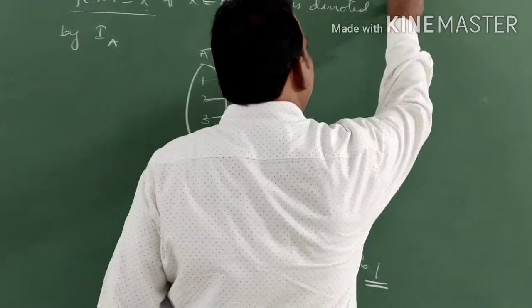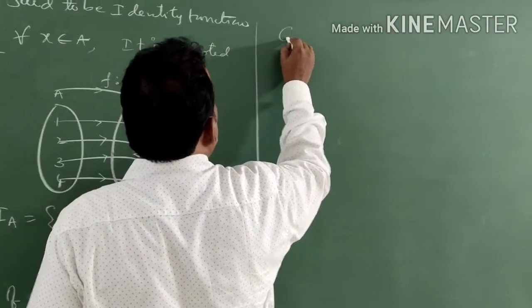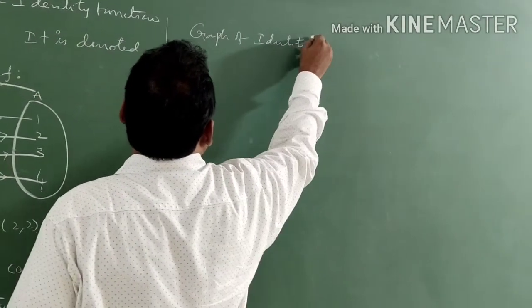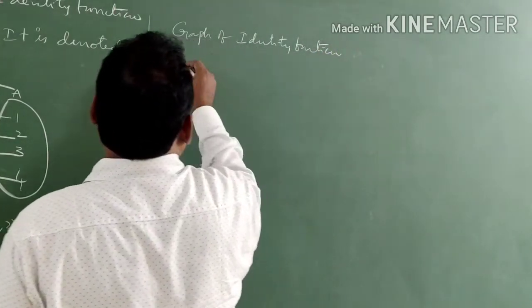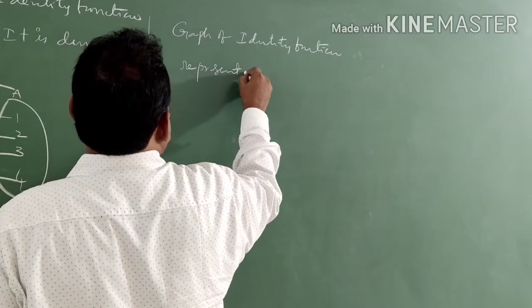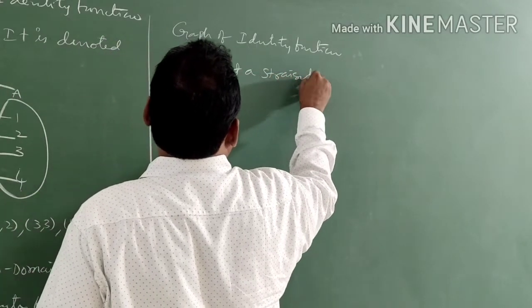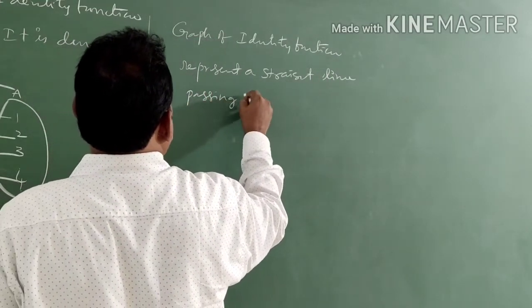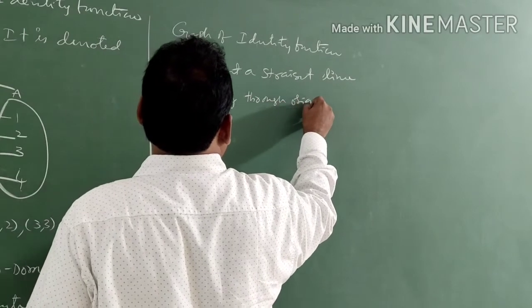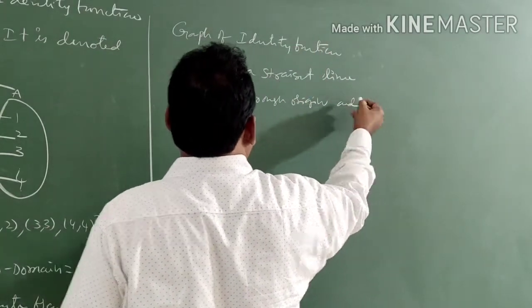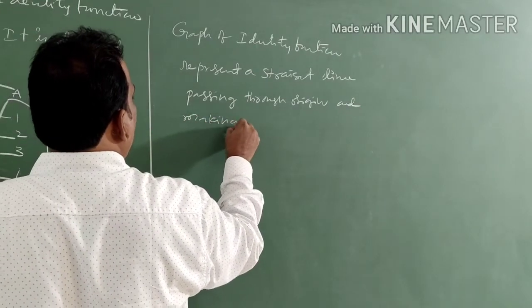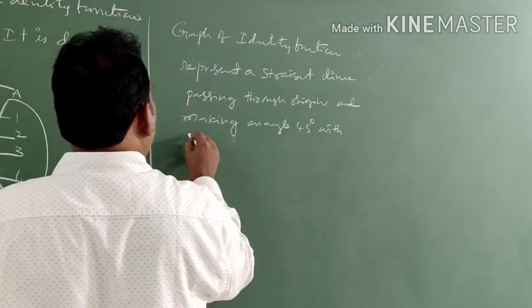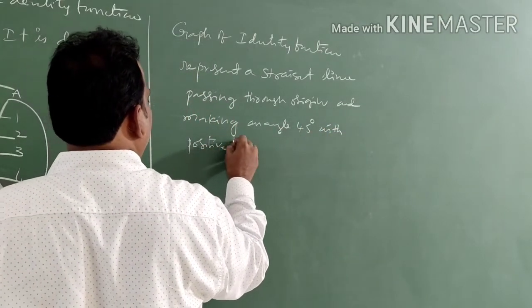Now the graph of the identity function. If you draw the graph of the identity function, it represents a straight line passing through the origin and making an angle of 45 degrees with the positive direction of the x-axis.